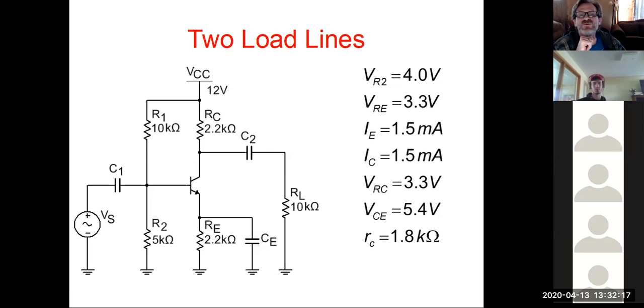So now we want to come up with, what's our voltage across RC? And of course, it's nice and easy. We see that it's 3.3 volts in this case. Then we do Kirchhoff's voltage law going down the line there, right? The 12 volt source, subtracted by the 3.3 volts across the RC resistor and subtracted by the 3.3 volts across the RE resistor, leaves us what's across the transistor, VCE, and that's our 5.4 volts.